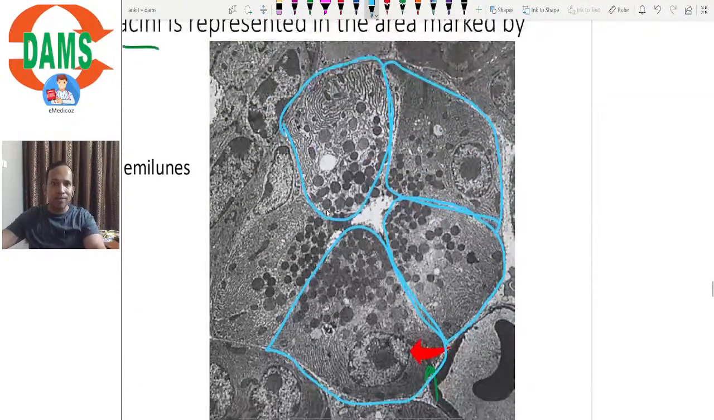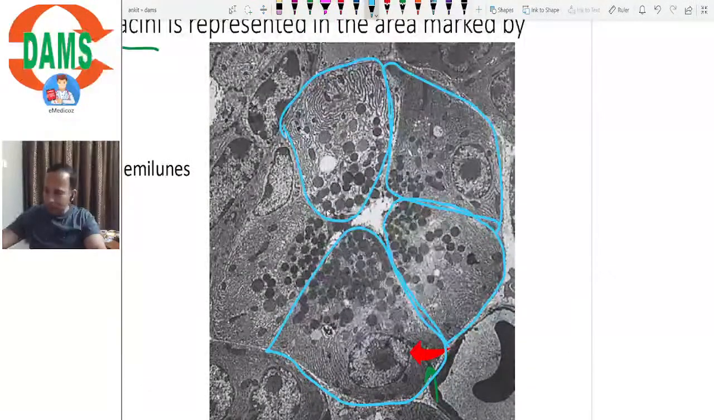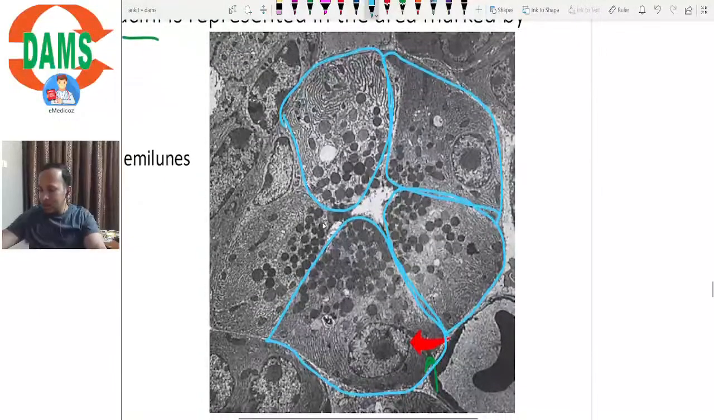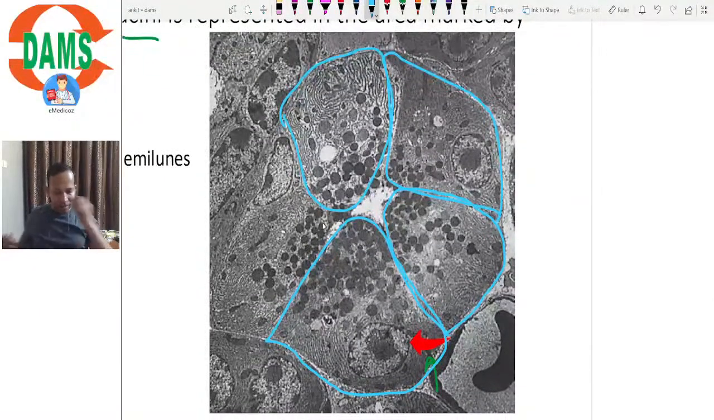Here, I think it's clearly visible now, right?